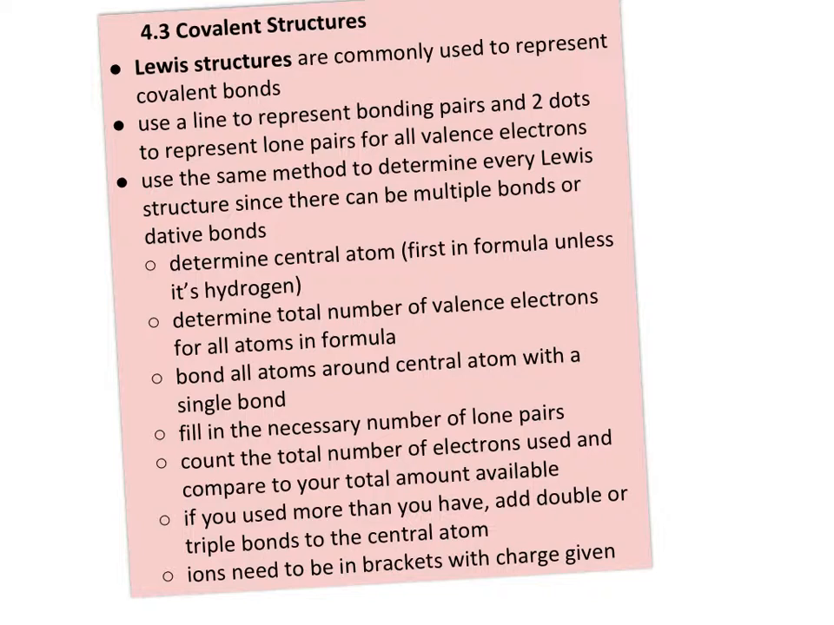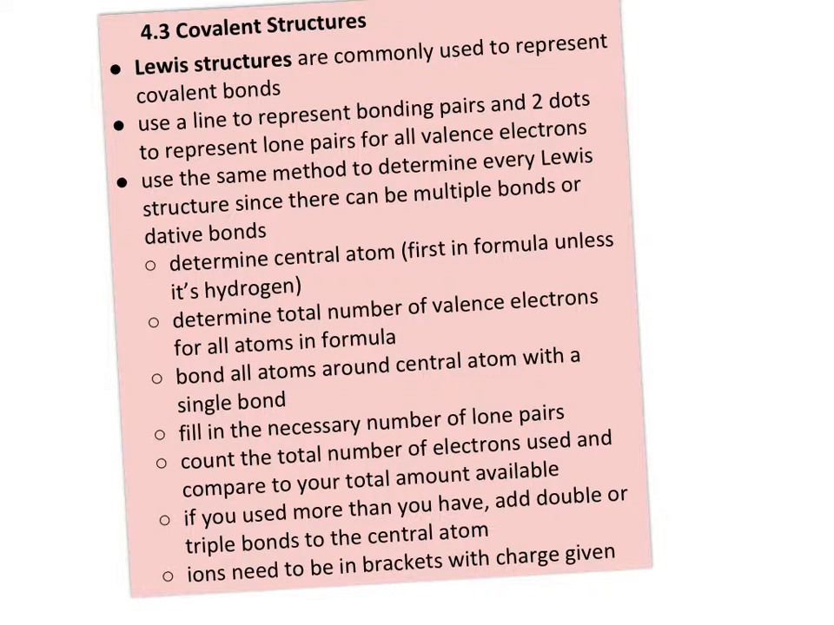And I like to use the same method to determine every Lewis structure, since sometimes you have multiple bonds or sometimes you have these dative or coordinate covalent bonds. So my method is to determine the central atom, and it's going to be the first one listed in the formula unless it happens to be hydrogen, which of course can't be a central atom with just one electron. And then I determine the total number of valence electrons available when I add up the valence electrons for all the atoms in the formula.